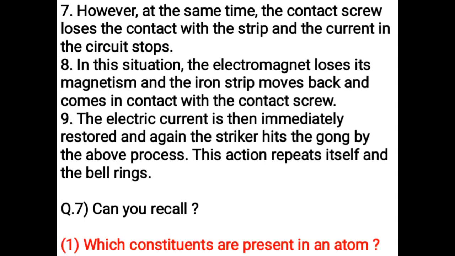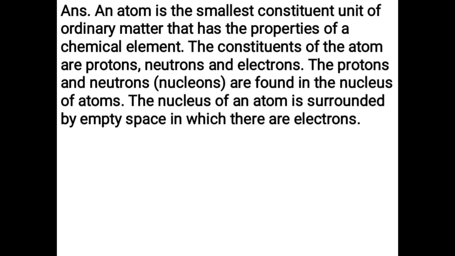Can you recall which constituents are present in an atom? An atom is the smallest constituent unit of ordinary matter that has the properties of a chemical element. The constituents of the atom are protons, neutrons, and electrons. The protons and neutrons, nucleons, are found in the nucleus of atoms. The nucleus of an atom is surrounded by empty space in which there are electrons.